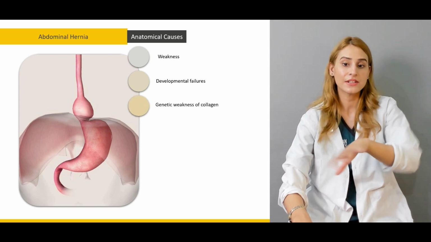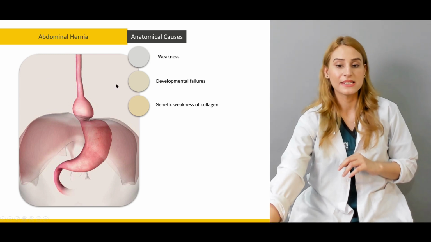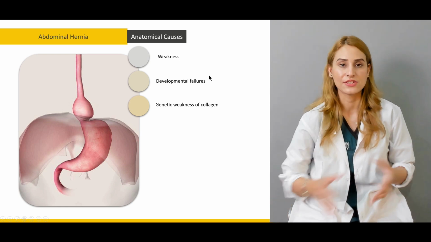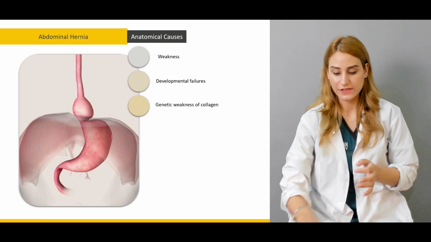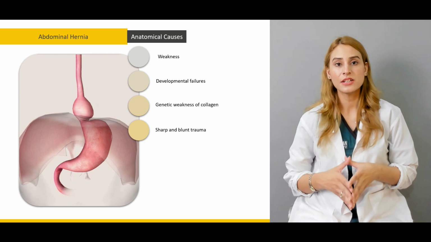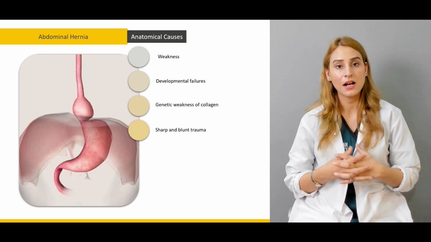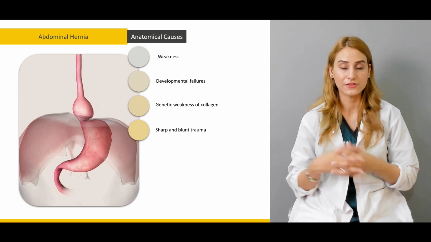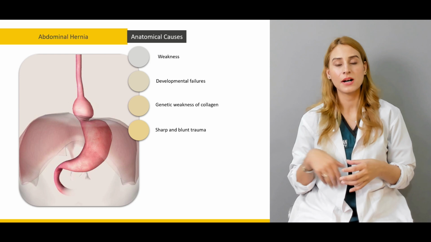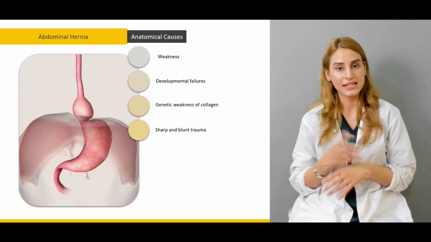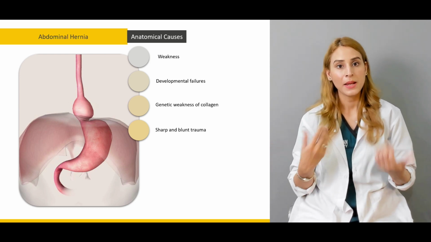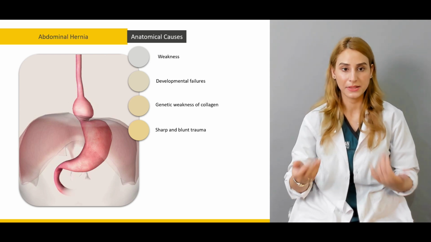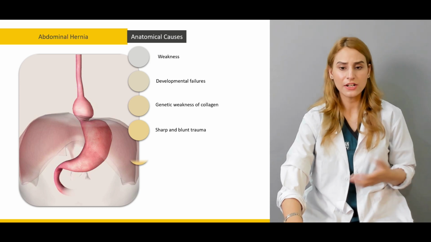There can be genetic weakness of collagen, already told you, because this genetic weakness of collagen will lead to potential weakness, and whenever there's a potential weakness, there is a chance of herniation. Sharp and blunt trauma. There can be abdominal injury, there can be a gunshot injury, or there can be sharp and blunt trauma. So whenever there is a trauma, there's a rupture of the protective barrier, and obviously because of that trauma site, there can be herniation.